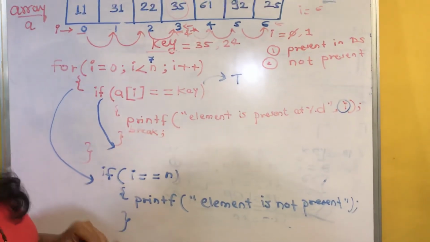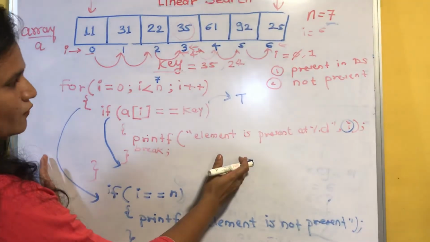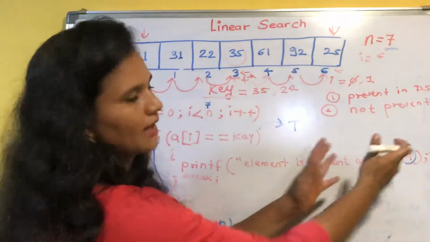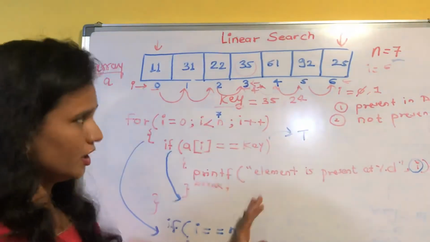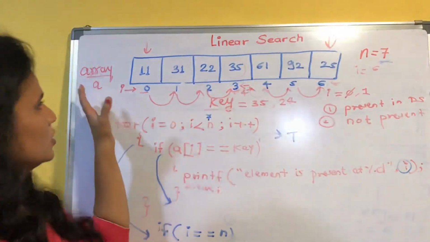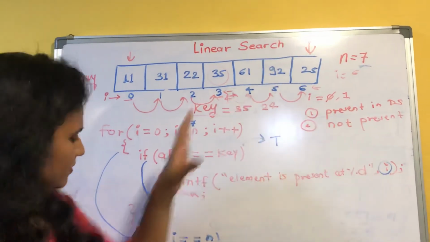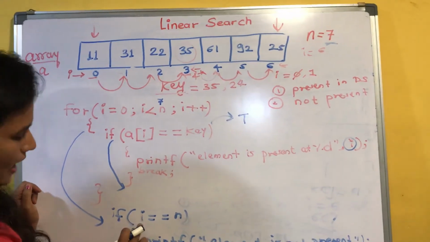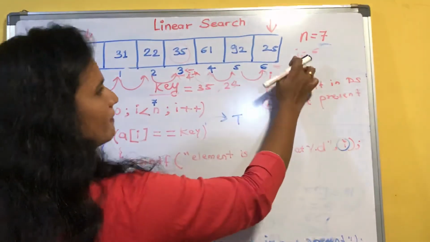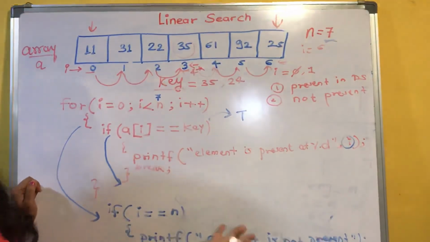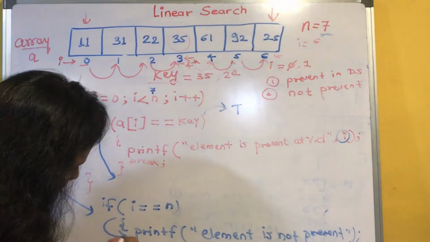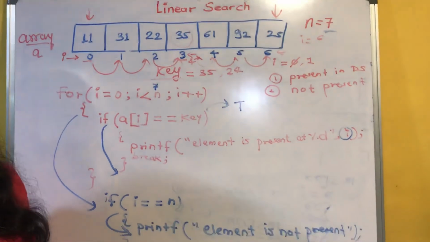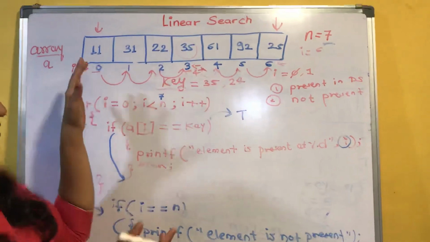Okay, see what we have done here. This code is for comparing. If we found the element, then we print that the element is present at that particular location. If the element is not present, means you reach the end of the array, then we directly come to this line. We can say if i equals n, that is if 7 equals 7, the condition is true, so our control gets inside. printf, element is not present in the given array. Okay, this is the code for linear search, just a small piece of code.